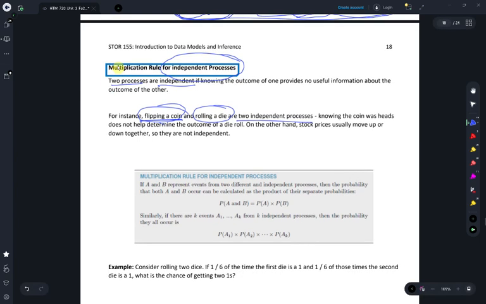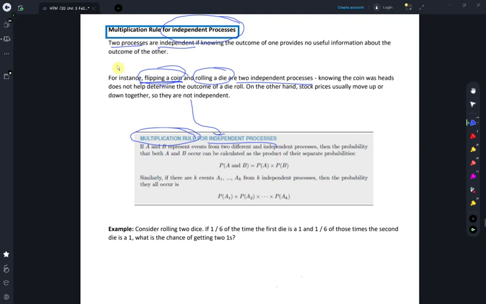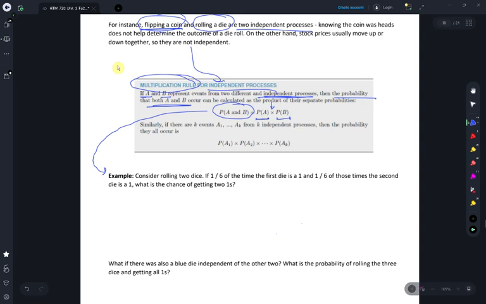How do we compute probabilities for independent events? We use the multiplication rule. In other words, if we observe that A and B are independent events, and we're told to find the probability of both A and B, we take the probability of A separately, the probability of B separately, and multiply them. Let's exemplify the use of this formula in this example.